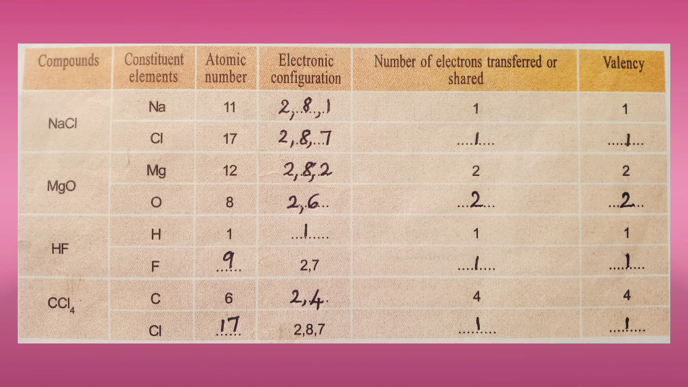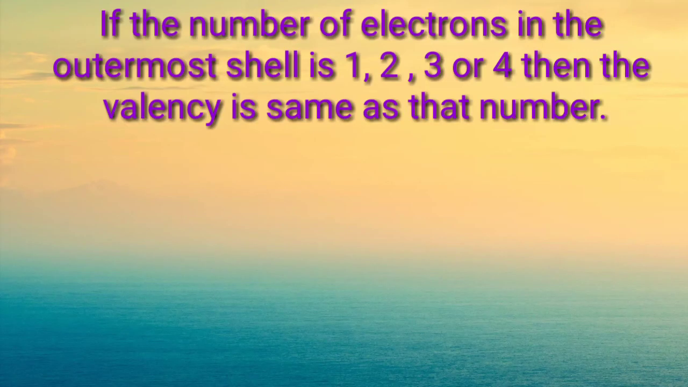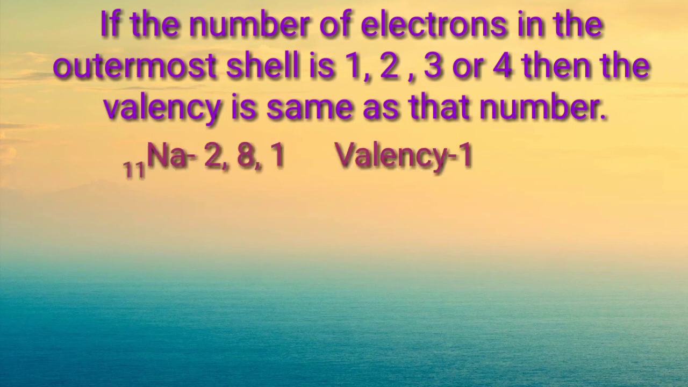There is a simple method to find out the valency of different elements. Let us check. If the number of electrons in the outermost shell is 1, 2, 3 or 4, then the valency is the same as that number. For example, sodium, atomic number 11, electronic configuration 2, 8, 1. The number of electrons in the outermost shell is 1. So, the valency is 1.